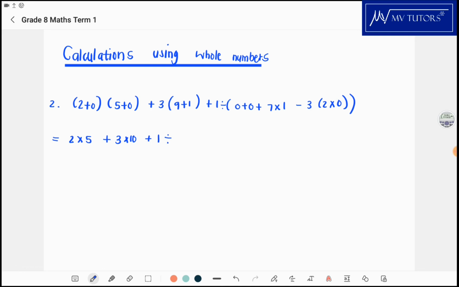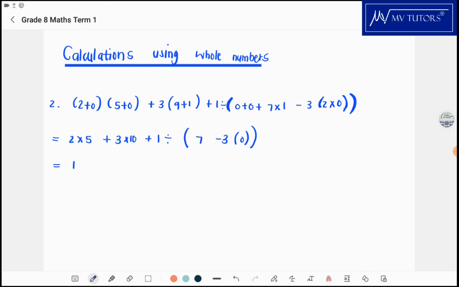So I have a big bracket over here and a smaller bracket inside. So I'm just going to leave that big bracket. I have 0 plus 0, which is 0. Then I have 7 times 1, which is 7, minus 3. Then I have 2 times 0, which is 0. Okay, now let's continue simplifying.